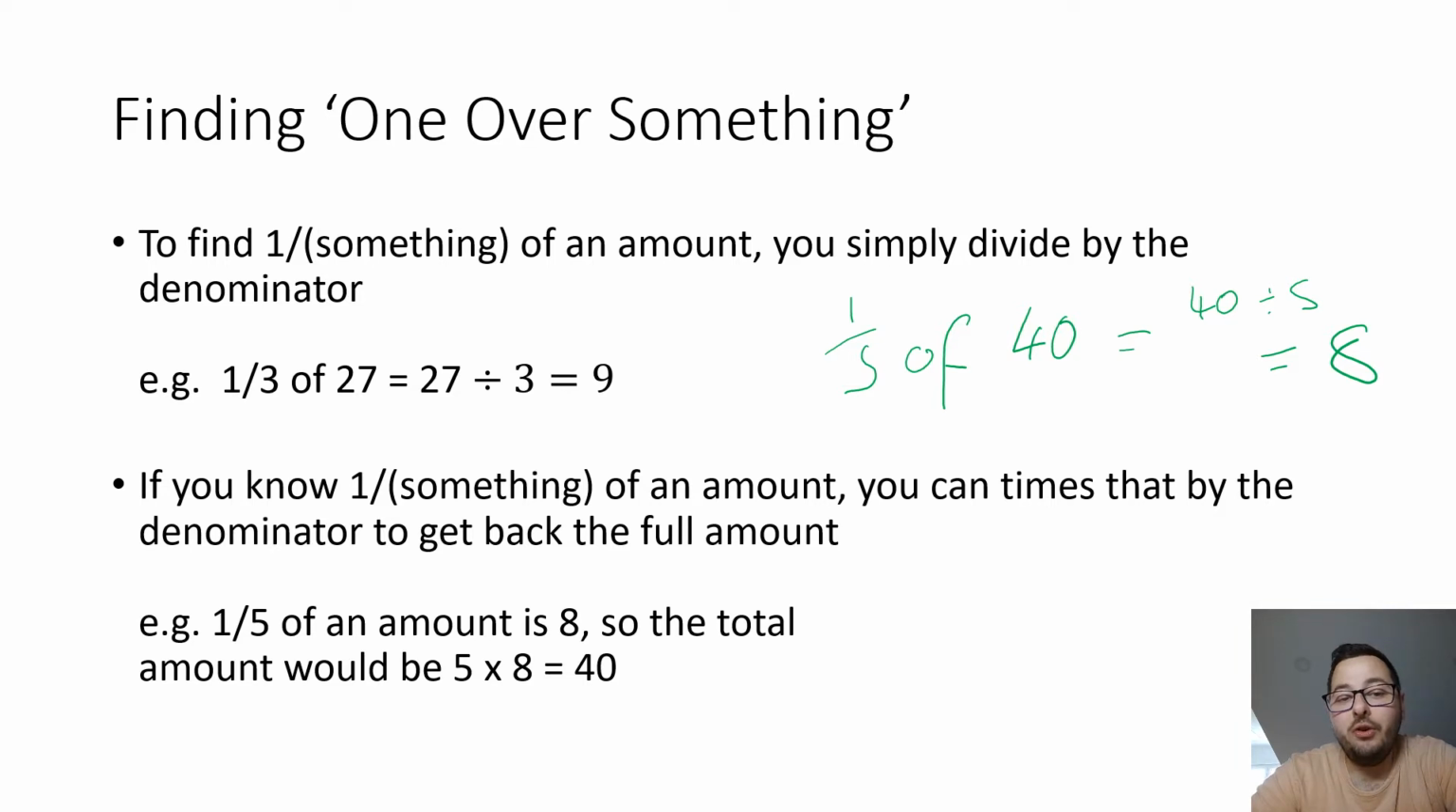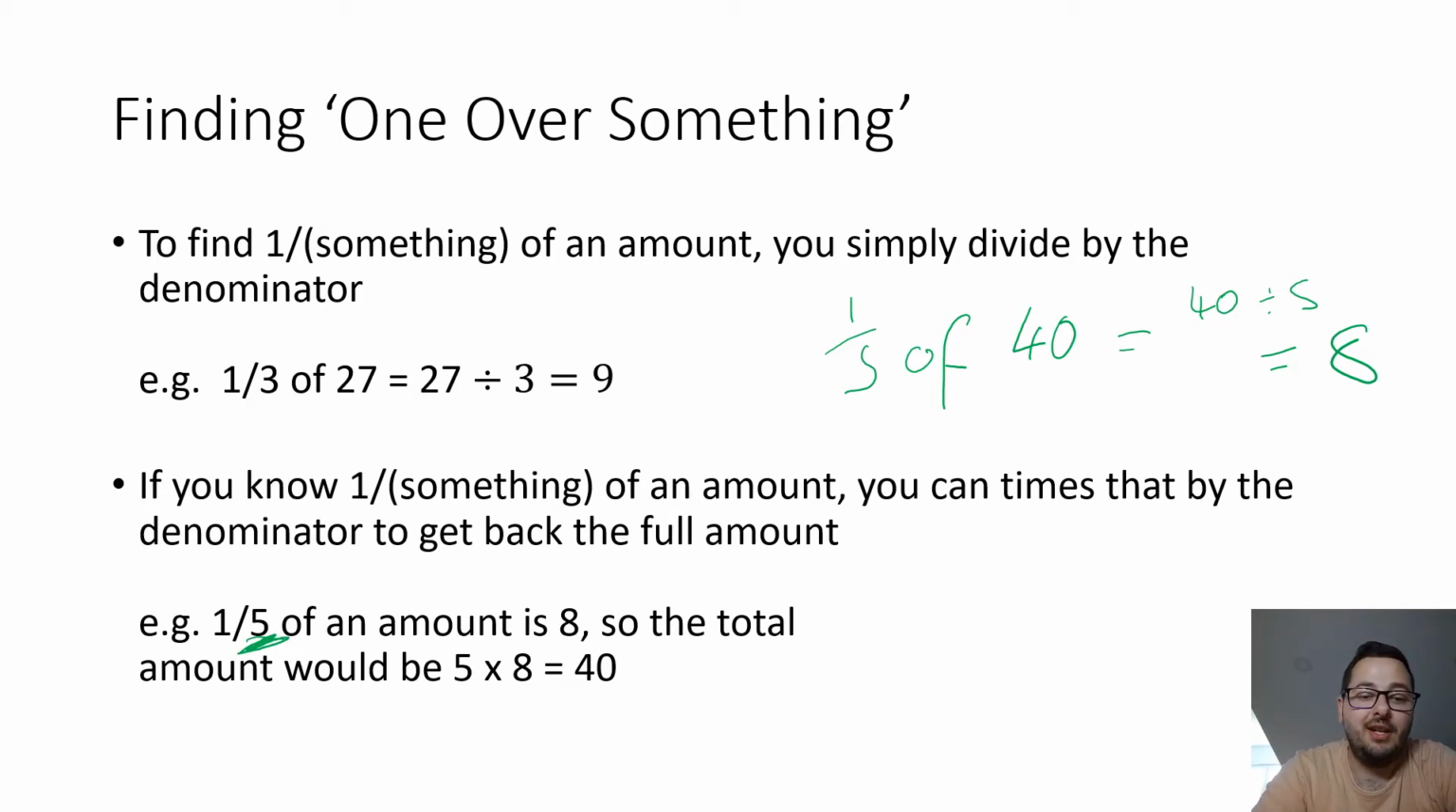And if you know 1 over something of an amount, you can go backwards by timesing by that denominator to get the full amount. So for example, if you know that 1/5 of an amount is 8, so this is exactly our example, then going backwards, you'd times the 8 by the 5 because it was 1/5, and you'd get 40.